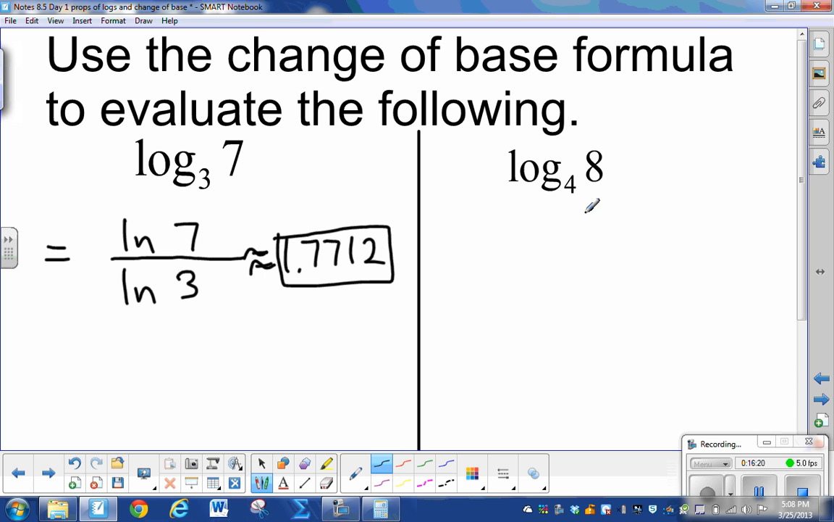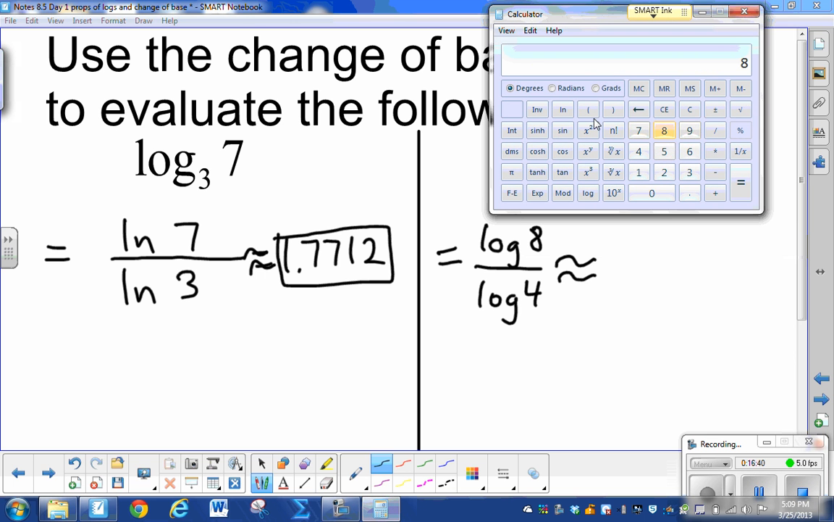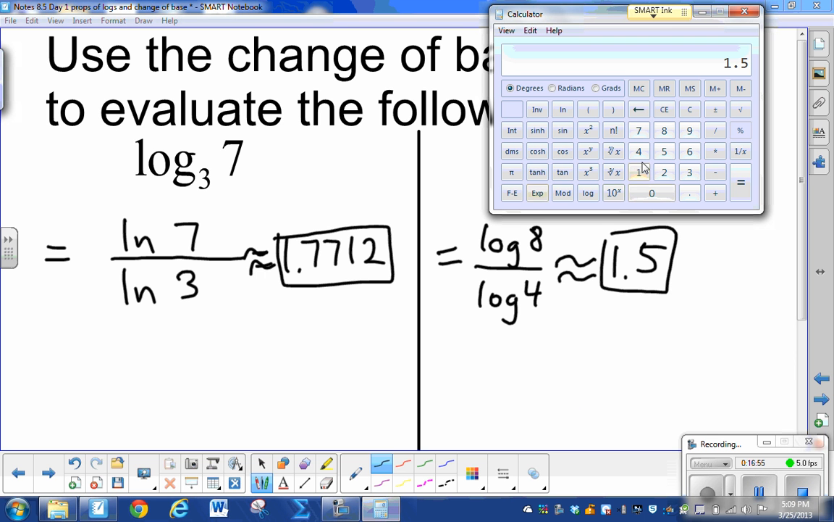Okay, next one, 4 to what power is an 8? Same thing here. Just because we used ln over here, I'm going to use a log base 10 here. So log of 8 over log of 4 is approximately, and then you just use your handy dandy calculator, 8 log divided by 4 log equals 1.5. So 4 to the 1.5 equals 8, and that looks good already.